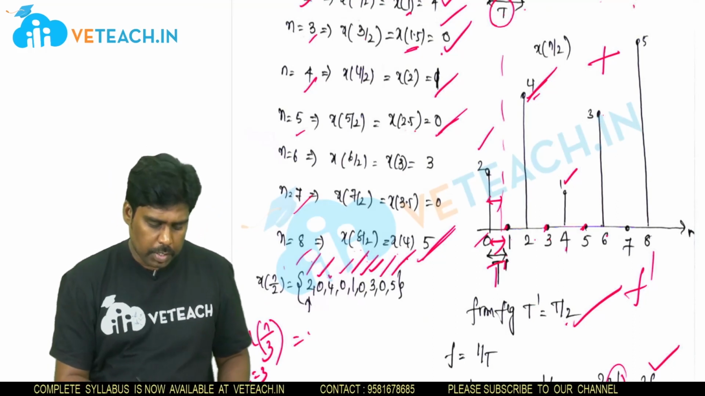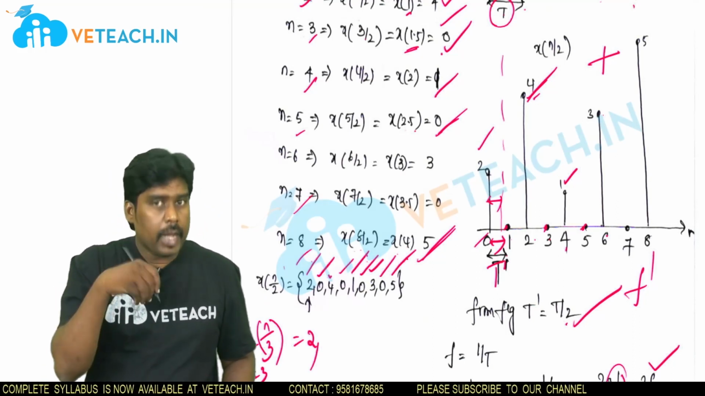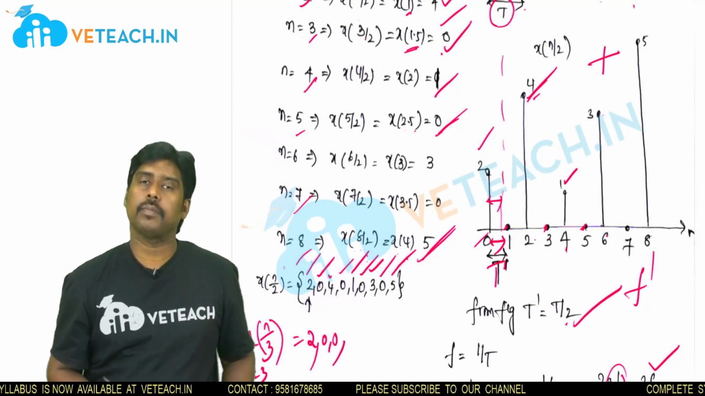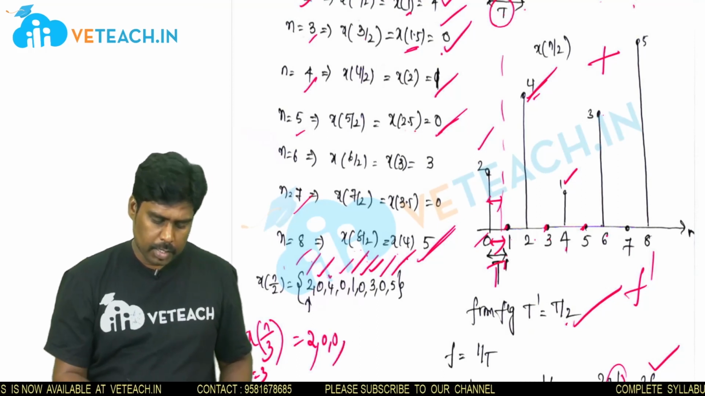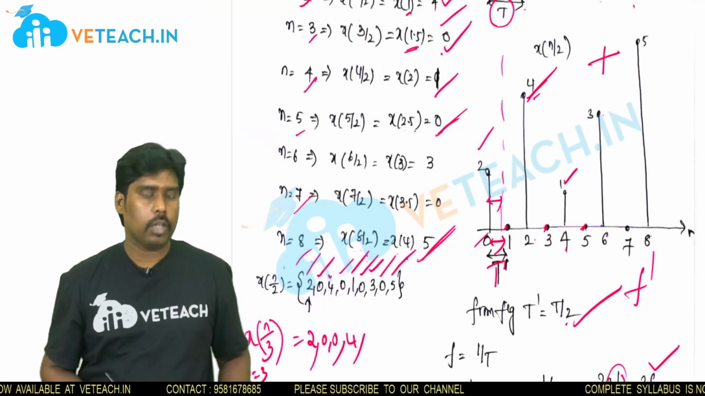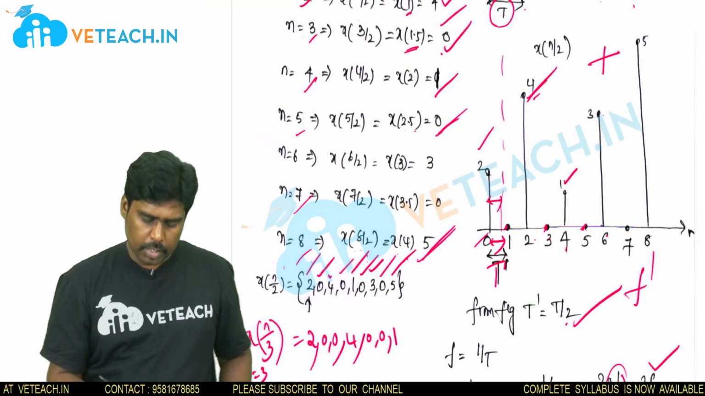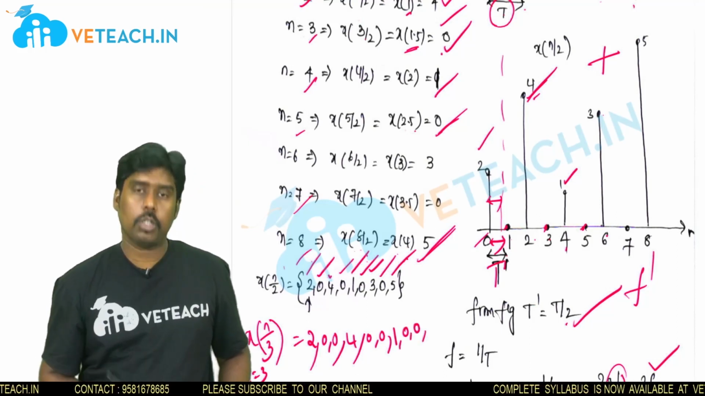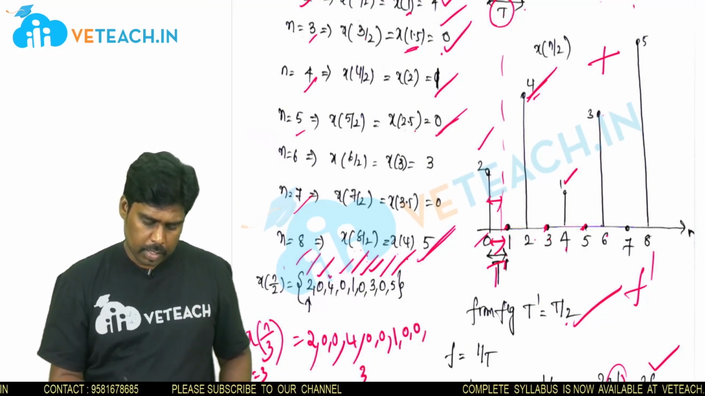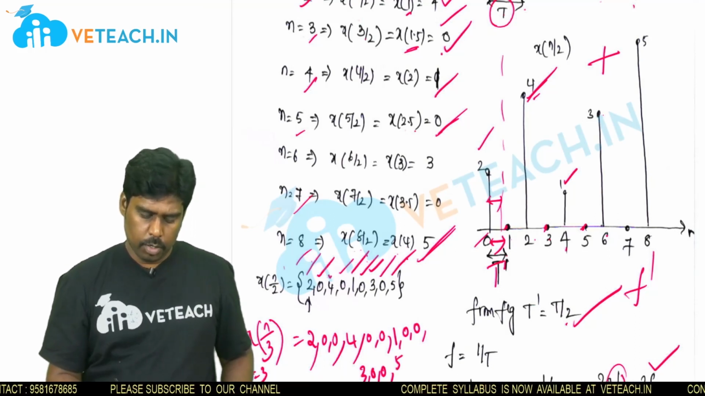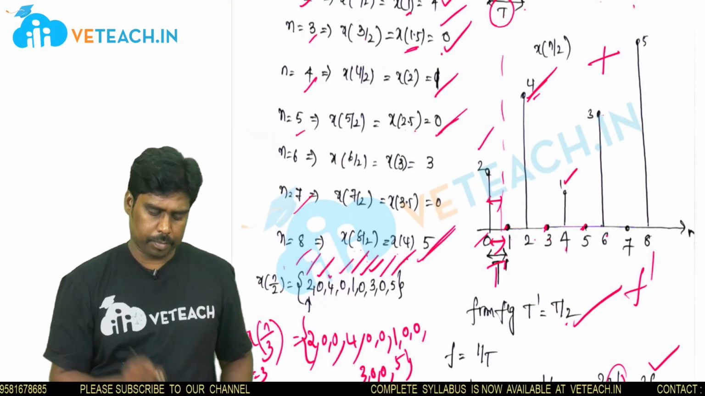So write down the first sample 2, then L minus 1, that is 2 zeros, so insert 2 zeros. Then write down the next sample from the input sequence, it is 4. Again insert L minus 1 zeros. Then write down the next sample, insert 2 zeros. Then write down the next sample, insert 2 zeros. Then write down the next sample, the last sample, 5.